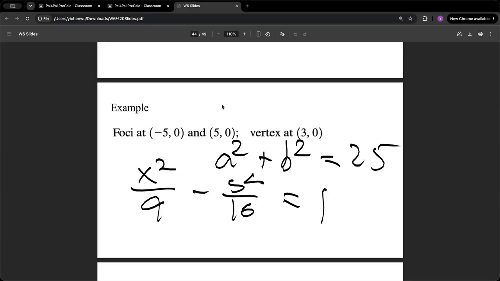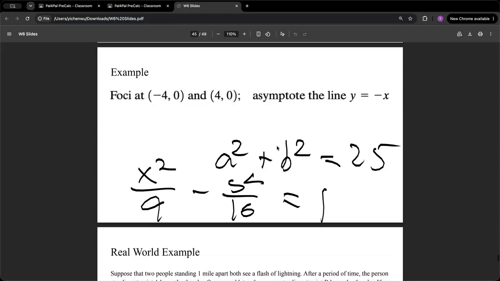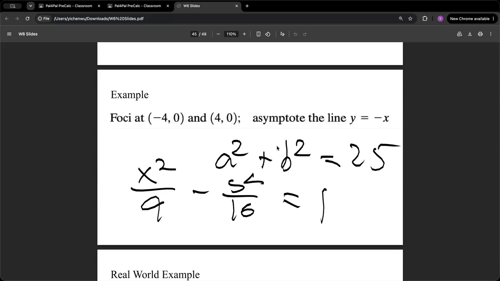Okay, any questions with these two problems? Okay, if not, we can do this one real quick.